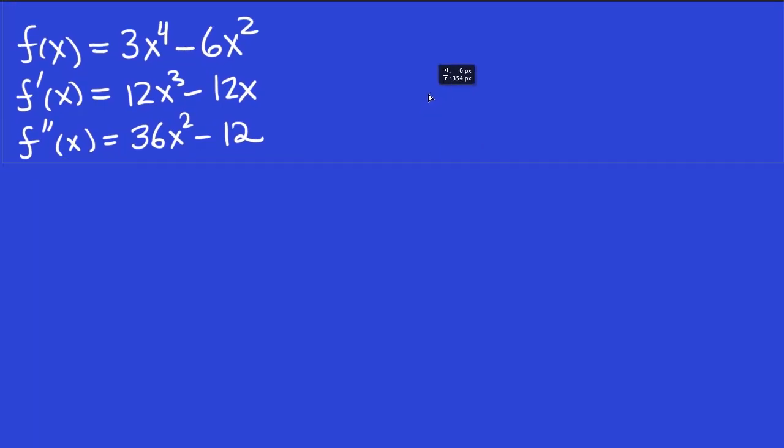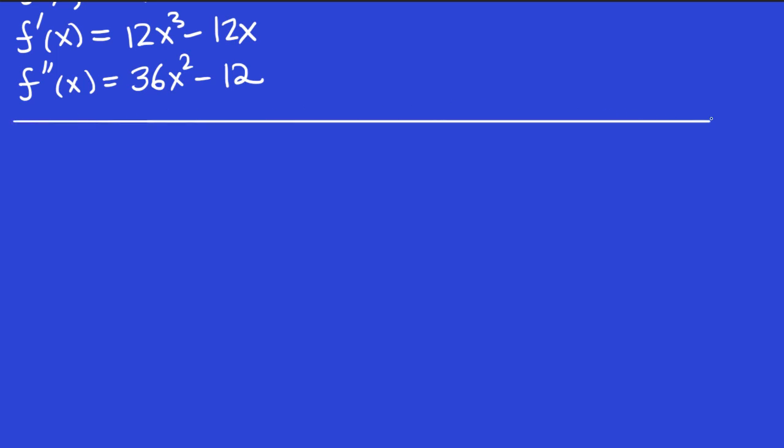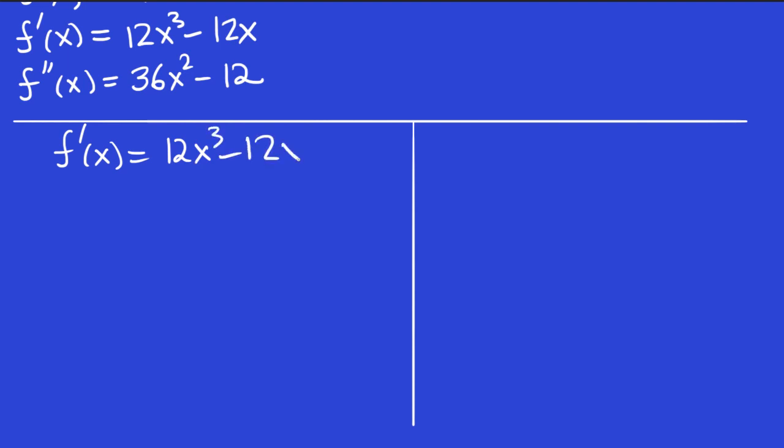Now what I'm going to do is this. I'm going to make a little chart here. I'm basically just going to divide my paper in half, okay? Over here I'm going to work with the first derivative. I'll just recopy it. And over here I'm going to work with the second derivative. The reason I write these beside each other is because whatever I do on one side, on the other side, it's going to be exactly the same process, okay?